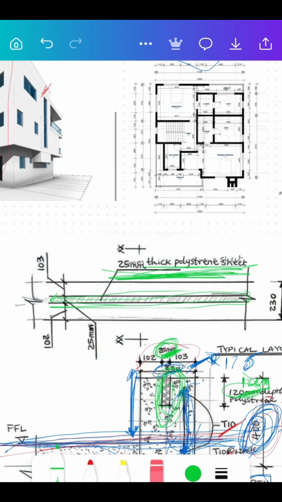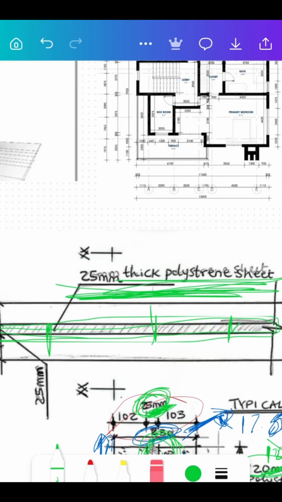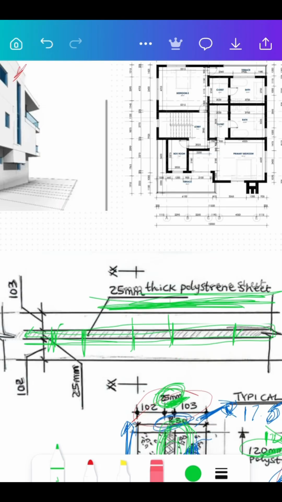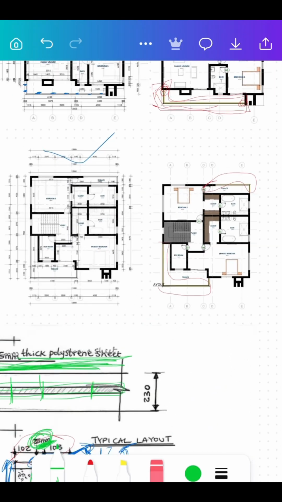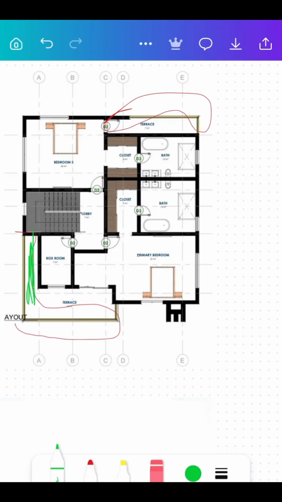Then what we do is we measure 12 and we cut it. We measure on that 12 again, we cut it. We measure on that 12 again and again, we cut it, right? Then we attach them together based on the length of the beam.